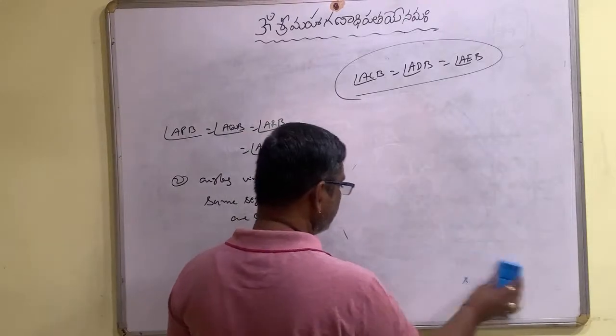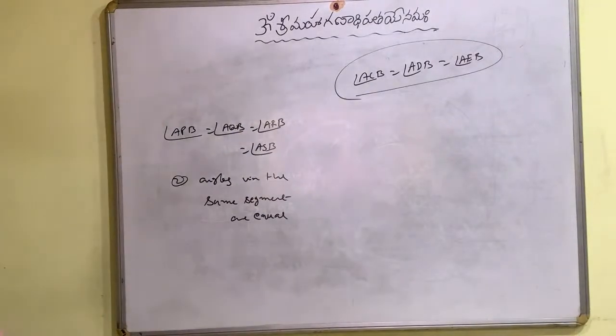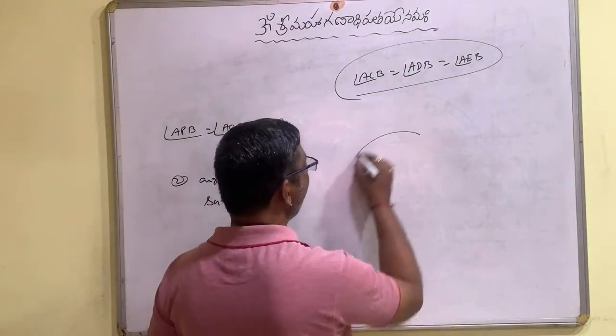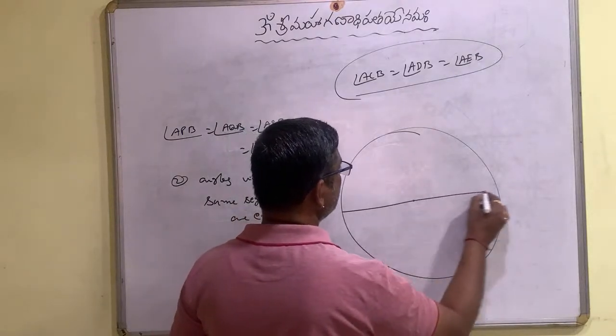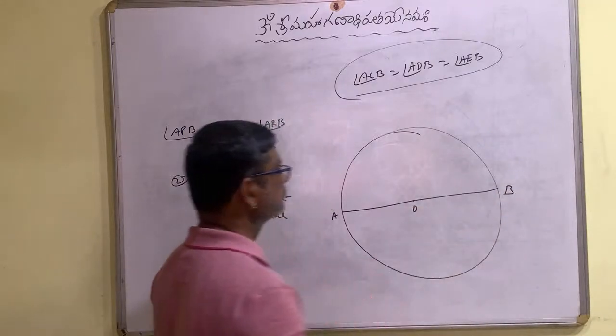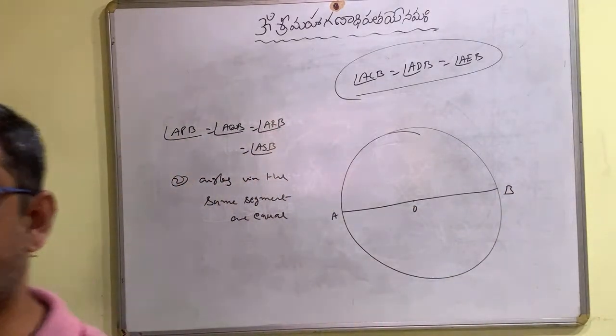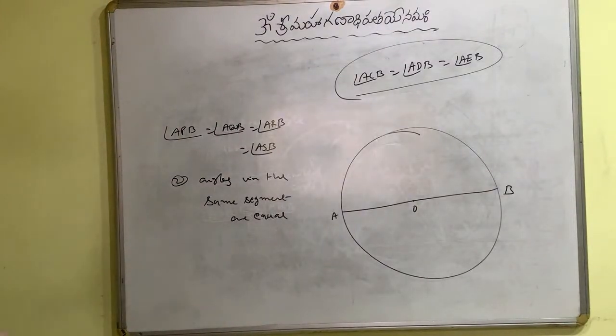Now, third property. Center. Now I am considering a diameter. AOB is the diameter. Children, you know, diameter is the longest chord in the circle. Diameter is the longest chord in the circle. Okay?